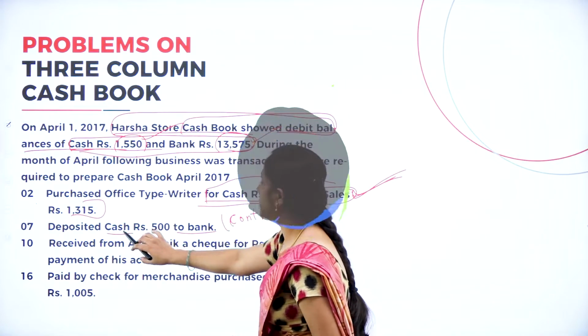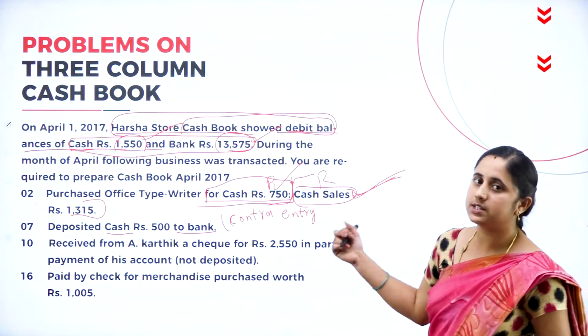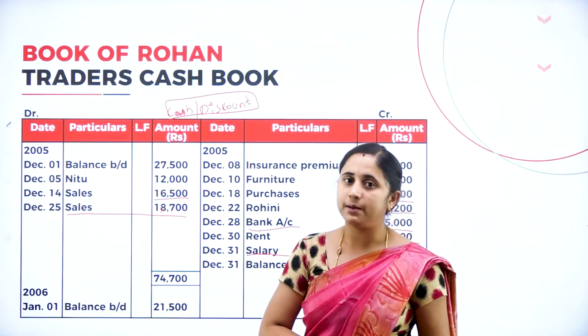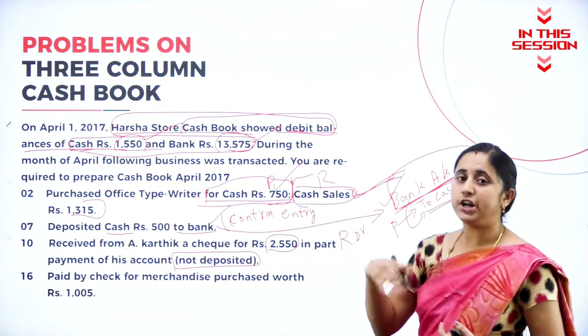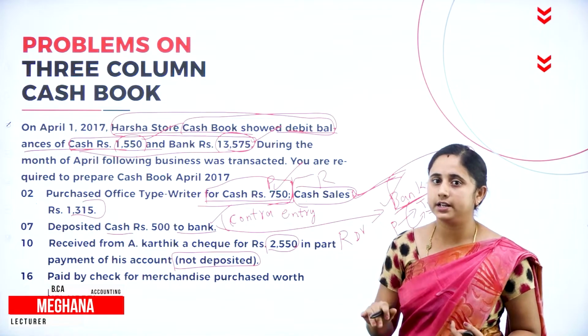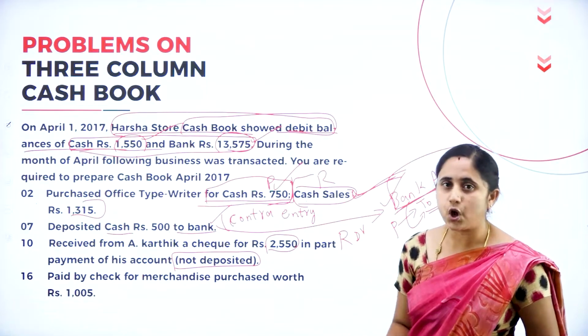You are going to deposit the cash into bank. Bank and cash is involved here, so this is considered as a contra entry. The difference between single column and double column cash book is one additional column called discount. You are not going to deposit in the bank, so the bank amount will not increase for now. So you will write the 2250 for the cash column.